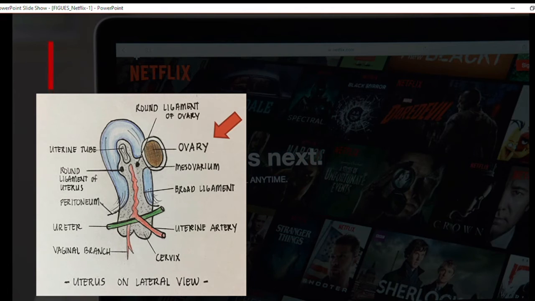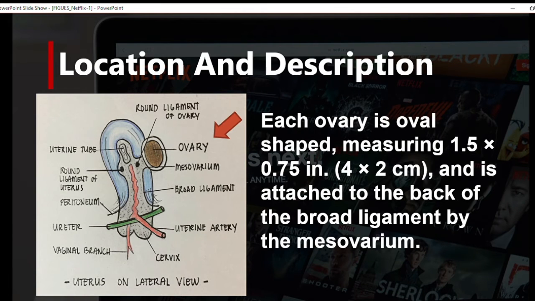So, its location and description is: each ovary is oval-shaped, measuring 1.5 times 0.75 inches, and is attached to the back of the broad ligament by the mesovarium, as you can see here in the illustration. The position of the ovary is, however, extremely variable, and it is often found hanging down in the recto-uterine pouch of Douglas. Take note that before puberty, the ovary is smooth, but after puberty, the ovary becomes progressively scarred as excessive corpora lutea degenerate. After menopause, the ovary becomes shrunken and its surface is pitted with scars.